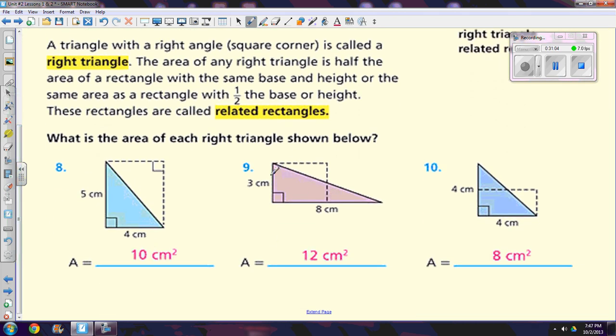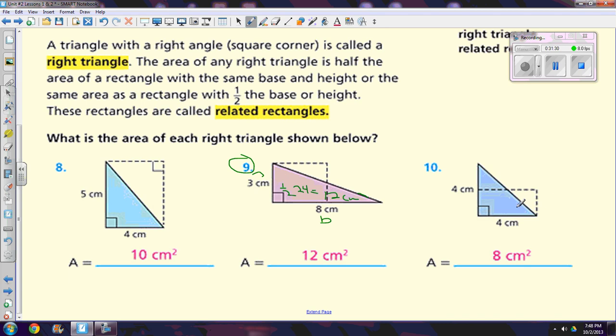Now here, if you look, 8 would be your base. 3 would be your height. 8 times 3 is 24, but you have to take 1/2, which would be 12 centimeters squared. Okay, so copy number 9 down.